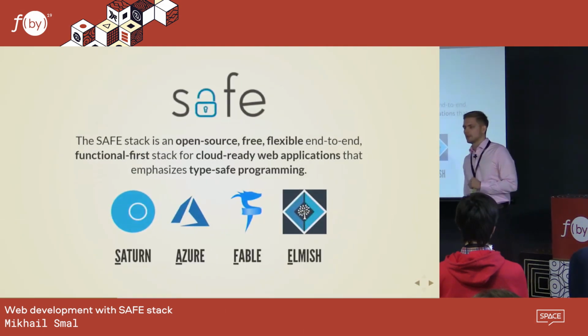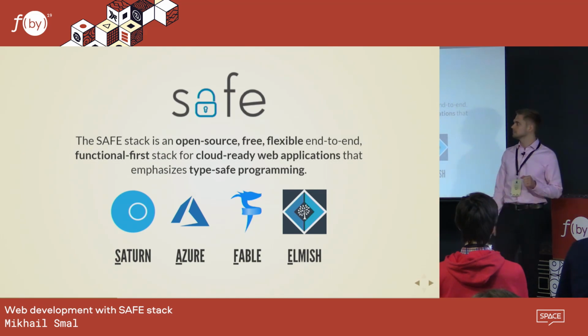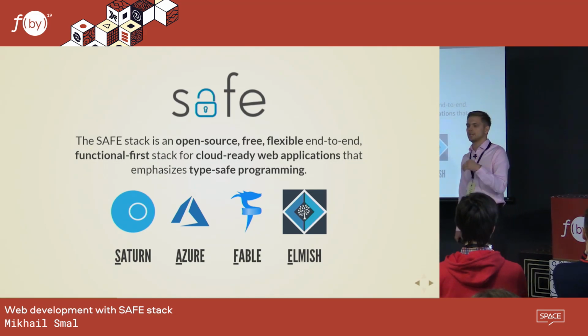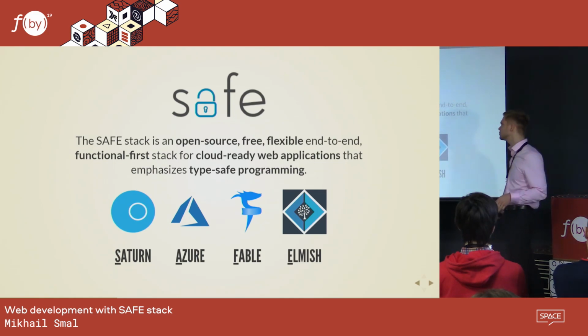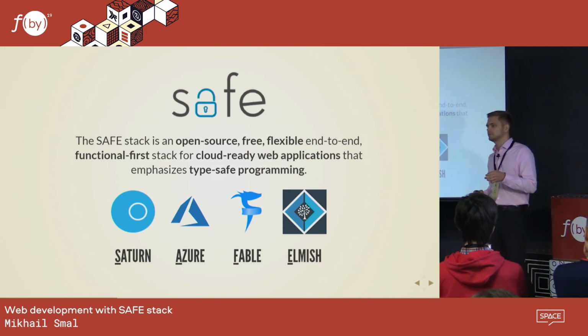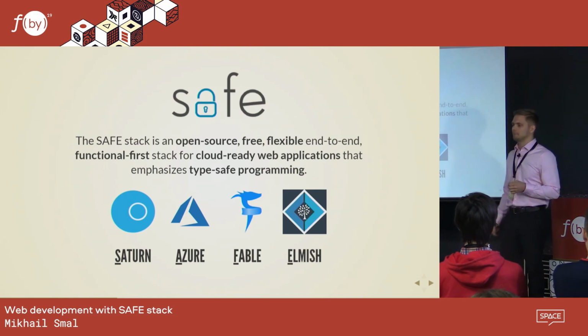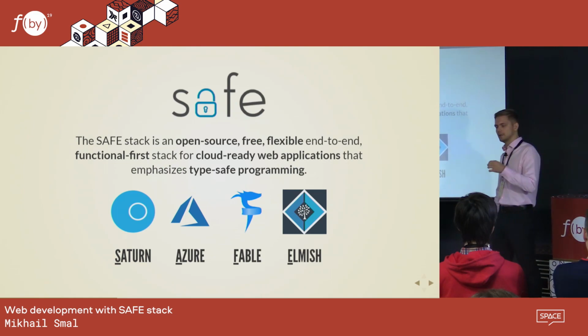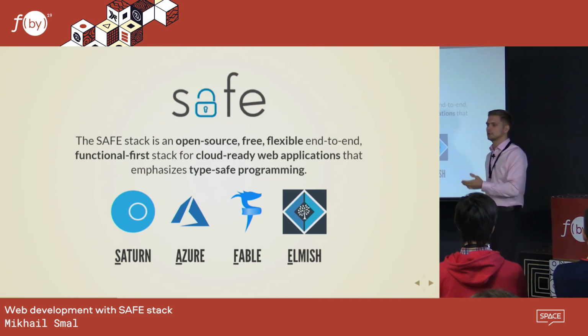So let's talk about Safe. Safe is not something special. It's not a specific implementation of something. It's just a set of tools which you can use, all of them, or just some, or one, doesn't matter, or you can replace one part with another. But the main focus is type-safe development. Type-safe, since it's F# all the way down, from the server in the cloud to the front end in the browser. It's an abbreviation which stands for Saturn, Azure, Fable, and Elmish.